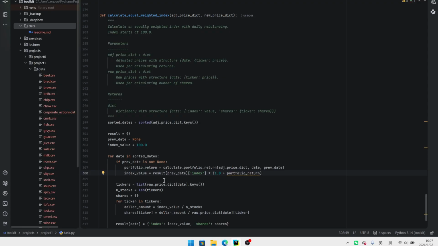What does that mean? Index value, the number will be... so the index is not correct. You should multiply by one plus the portfolio return. Portfolio return is the return number, and it's multiplied by the index value in results. The index value will be changed.